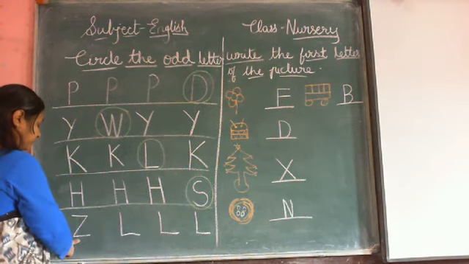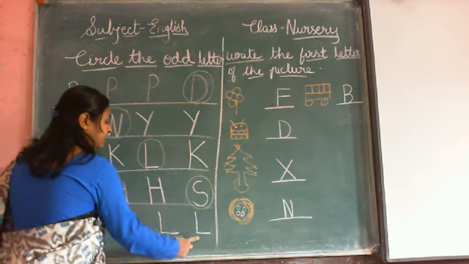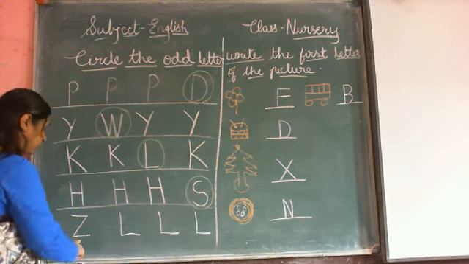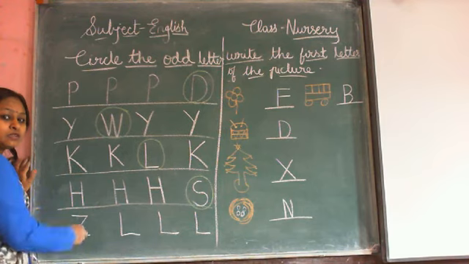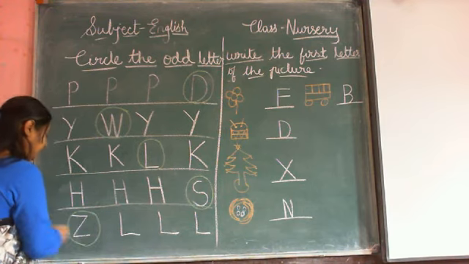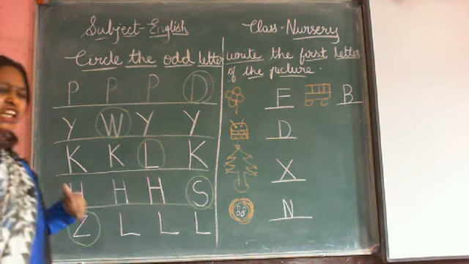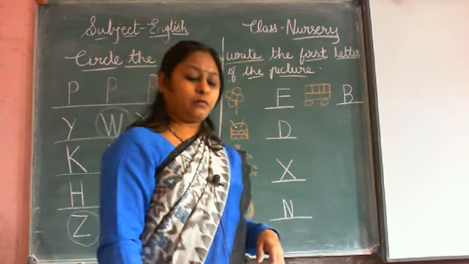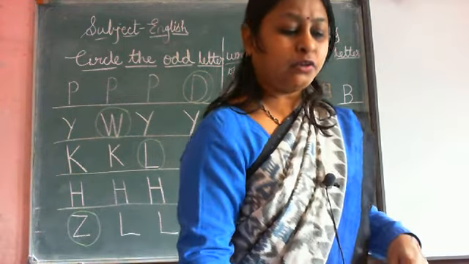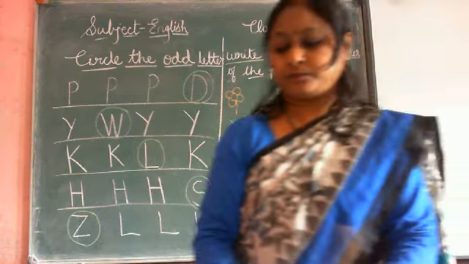Now look here. Z, L, L, L. So all are L, only odd letter is Z. So what we will do? We will circle the letter Z. So this is your work you have to do today in your notebook. And keep on practicing so that you can do it properly.